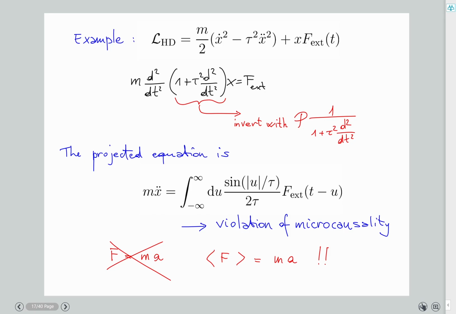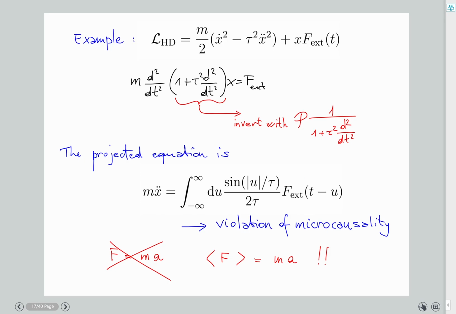And this is the violation of microcausality. And if tau goes to 0, of course, you get back F equals ma because this tends to the delta function. Okay, so that is what you get. That's the type of classical theories that you get. And why you still have the violation of microcausality at the classical level, in the classical limit? Microcausality only because you just need to anticipate a little bit of future to predict the future, and not a true violation of causality.